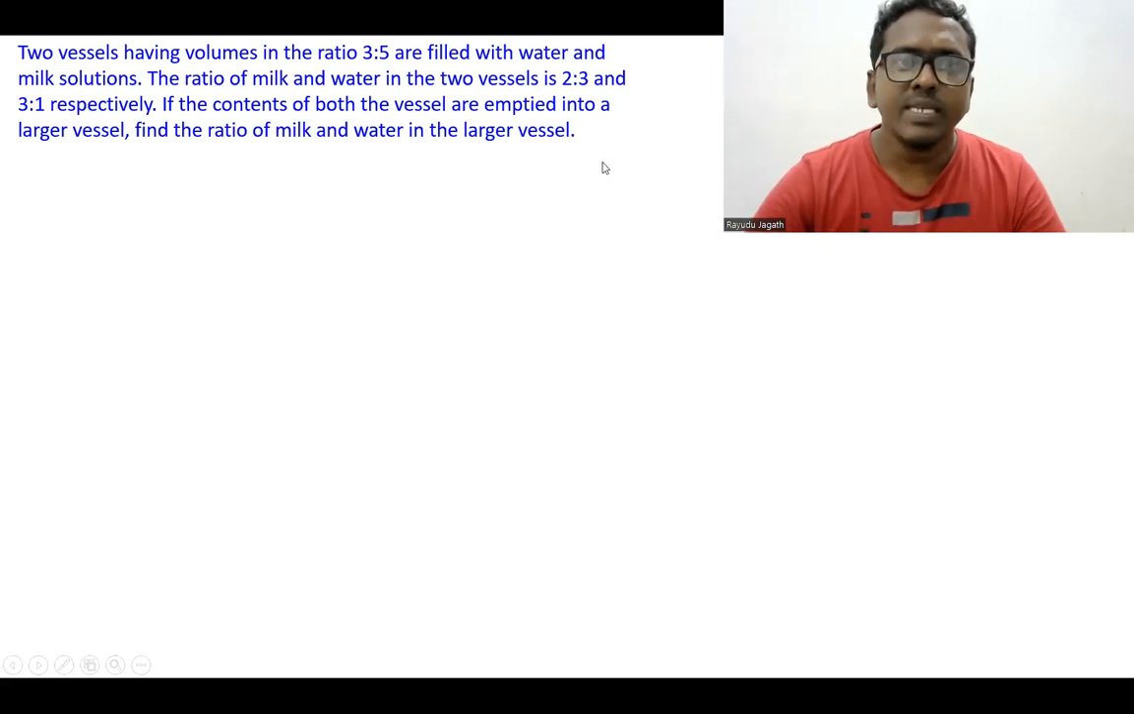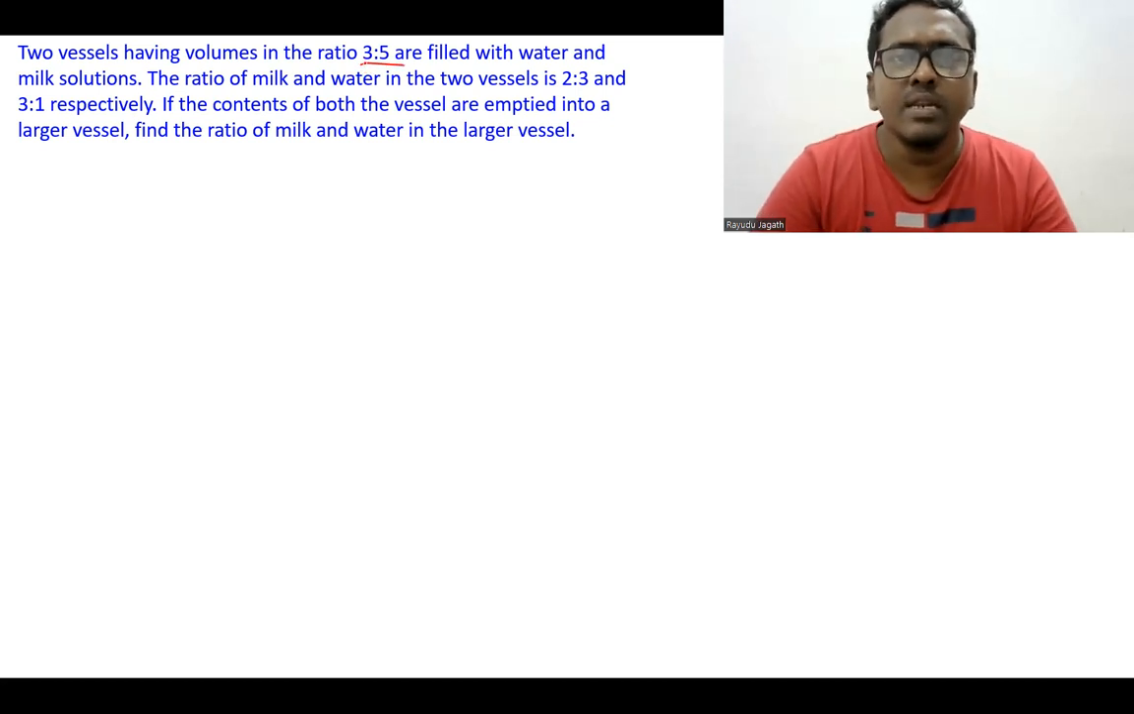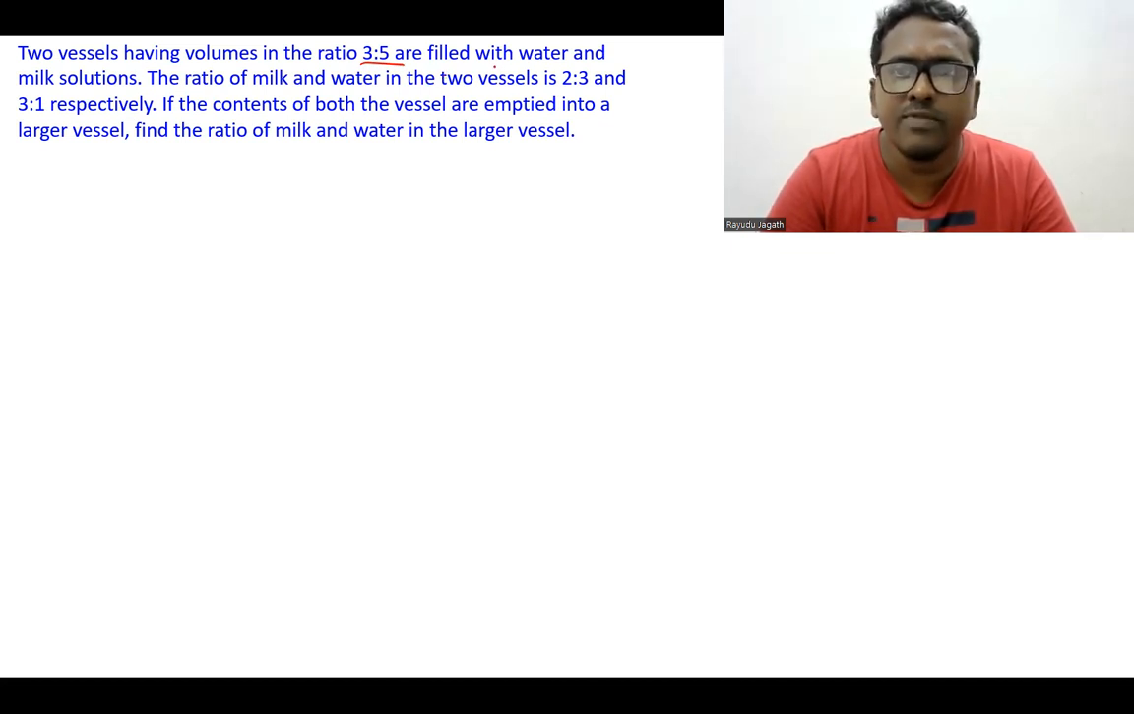Okay. Two vessels having volumes in the ratio 3:5. What is meant by volume? Nothing but weight. So these are nothing but weights in the formula. They are filled with water and milk solutions. Water is first one and milk is second part. While coming to the explanation in the second point, the ratio of milk to water is given, not water to milk. Milk to water is in the ratio 2:3 and 3:1 respectively.